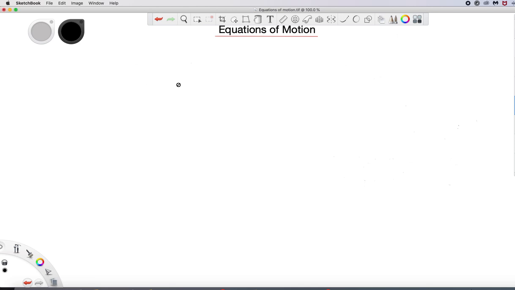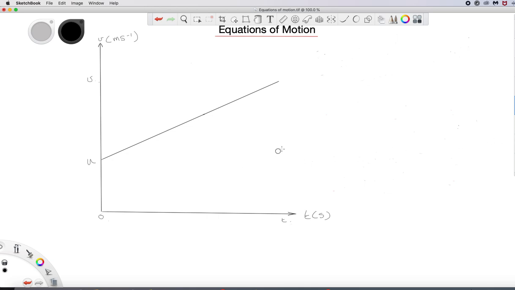This is a look at the origins of the equations of motion. So let's look at a fairly typical general graph of velocity against time.